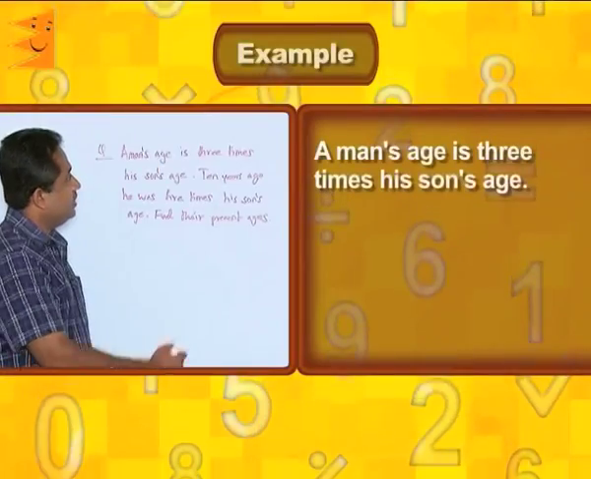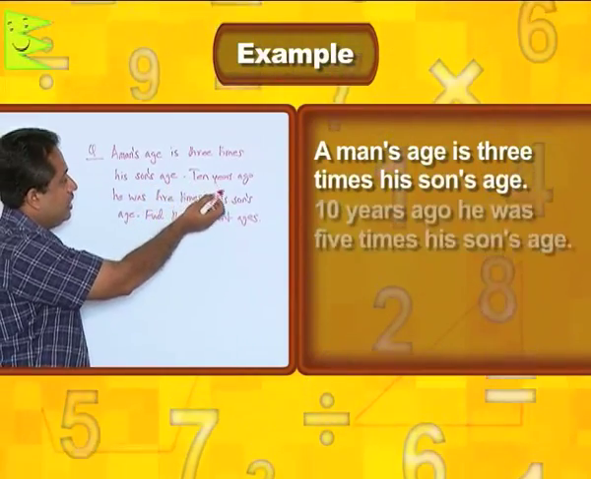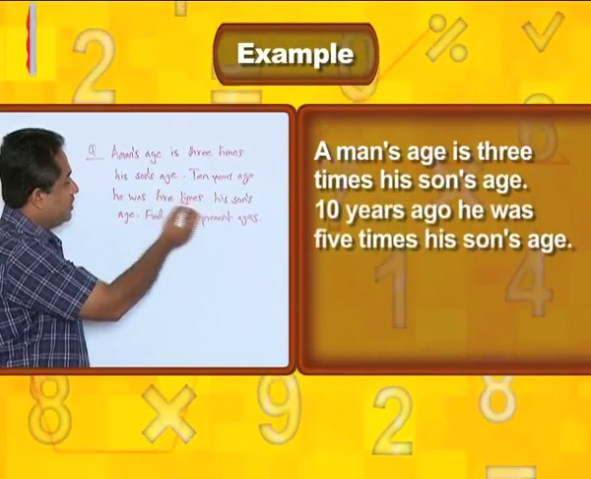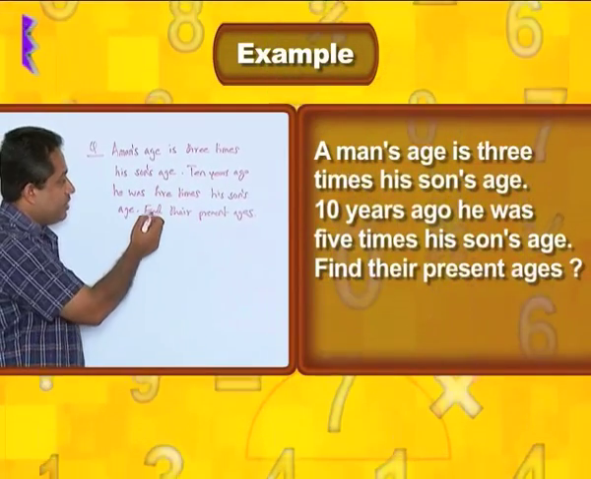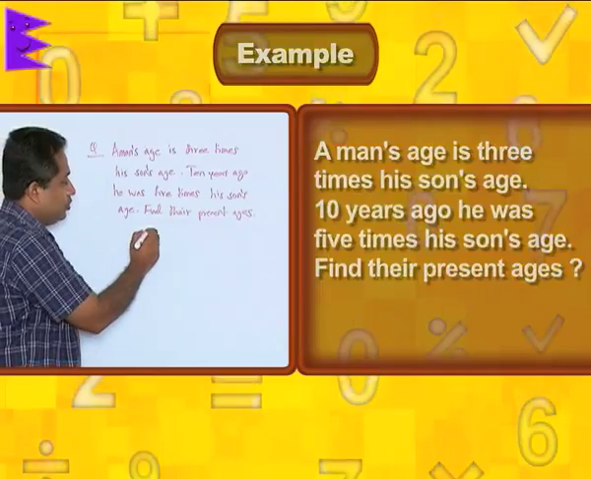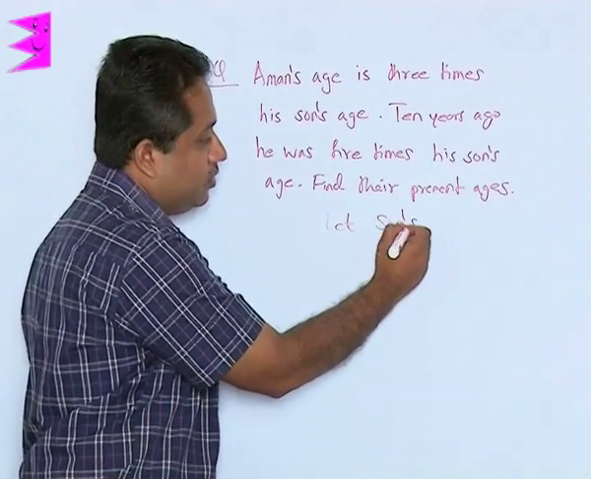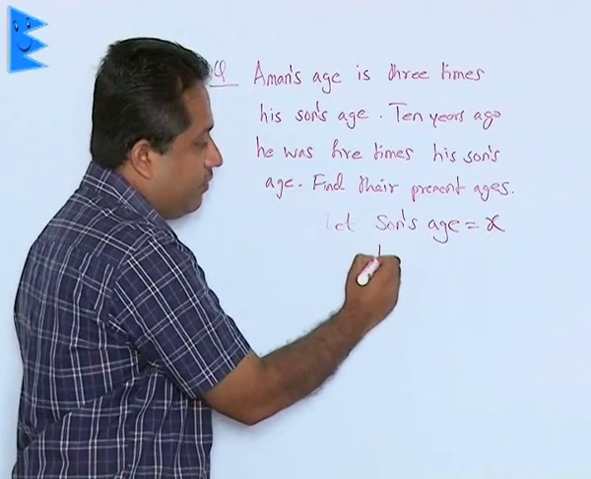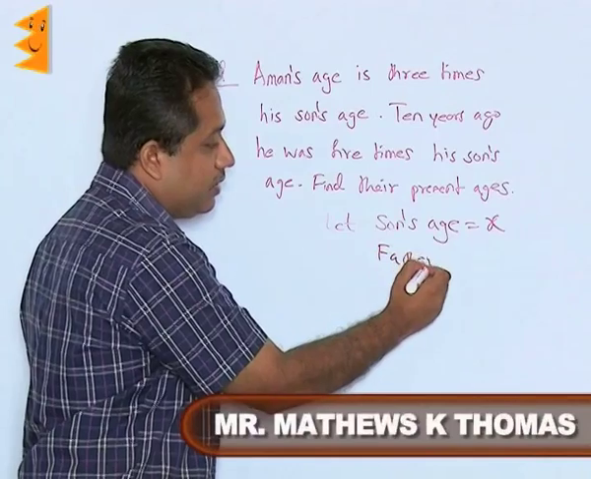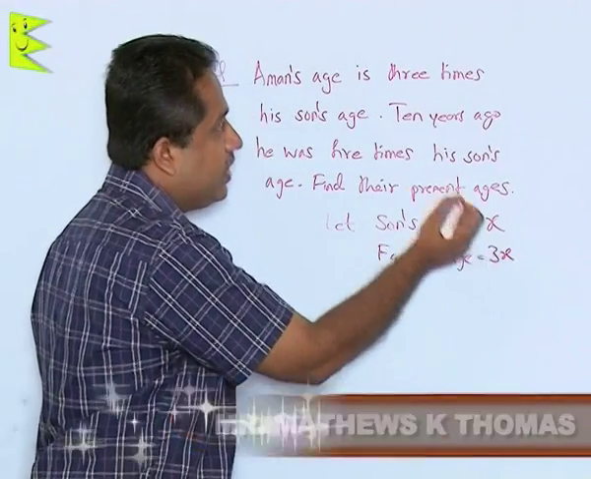A man's age is 3 times his son's age. 10 years ago, he was 5 times his son's age. Find their present ages. This is another question related to age. So, we can assume the son's age as x. So, let the son's age be x, and therefore, the father is going to be 3 times this. So, father's age will be 3x.